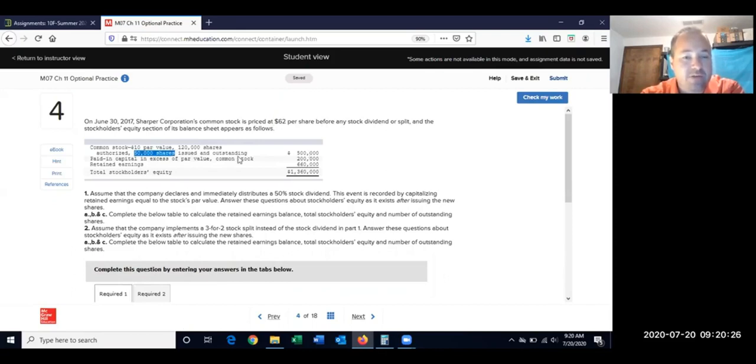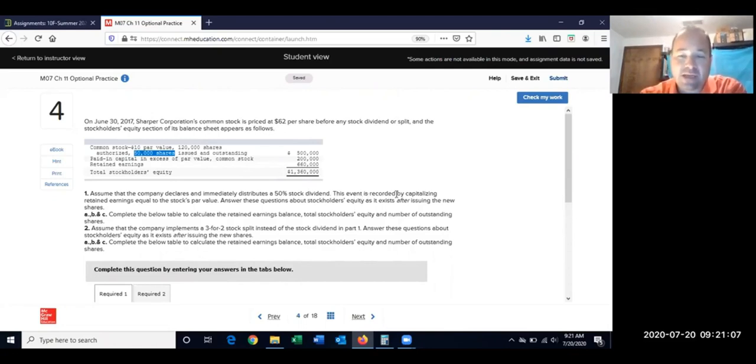So that's how they get the 500,000, 50,000 times 10. The rest of what people paid over and beyond the 10 bucks is the 200,000, and then we've got our retained earnings. Assume the company declares and distributes a 50% stock dividend. That's huge. Remember, I said in the lecture, if it's over 25%, you base the value of the dividend on the par, and if it's under 25%, then you base it on the value of the stock at 62. But this one's over 25, so we're doing it on the par value.